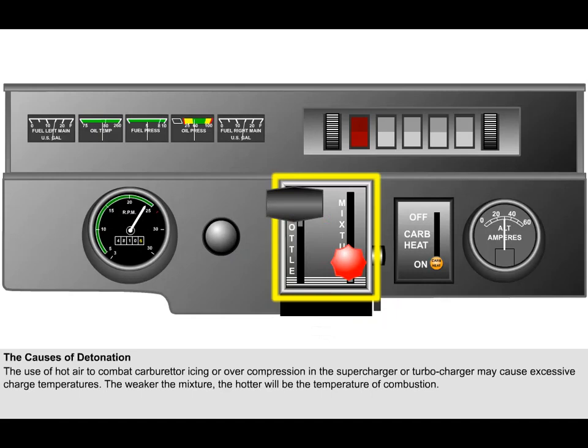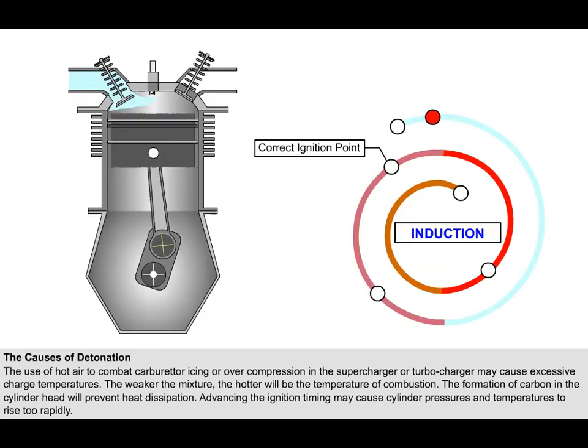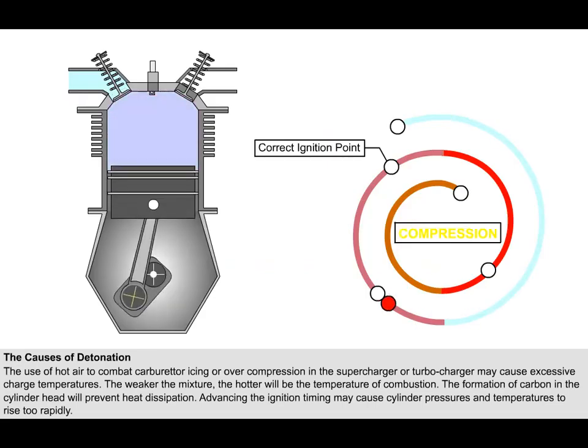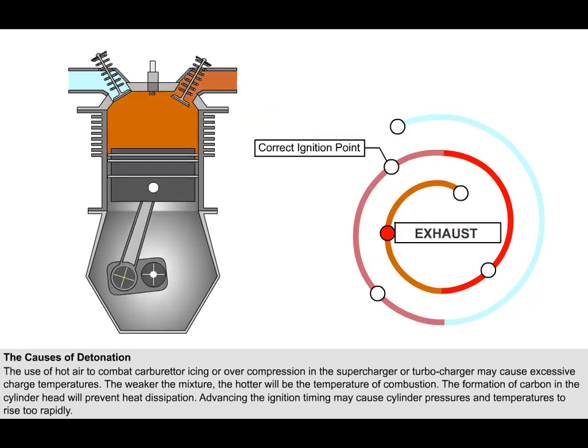The weaker the mixture selected, the hotter will be the temperature of combustion. Conversely, if the mixture is made richer, it will burn cooler and more quickly, thus combating detonation. The formation of carbon, or coke as it is sometimes known, in the cylinder head will prevent heat dissipation, possibly bringing the temperature of combustion up to the point of detonation. Advancing the ignition timing, in other words igniting the mixture too early, may cause cylinder pressures and temperatures to rise too rapidly, possibly causing detonation to occur.